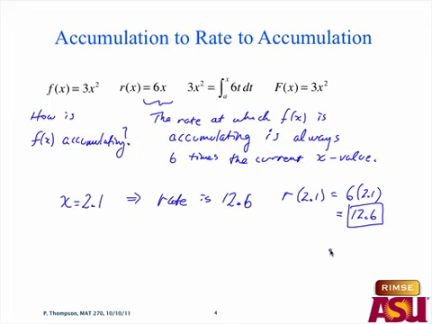So here we are. X is going along. The current value now is 2.1. The rate of change of the accumulation is 12.6. What does that mean for how the accumulation is changing? In that interval. So we're no longer at an interval. We're at an actual x value. Yeah, Connor.